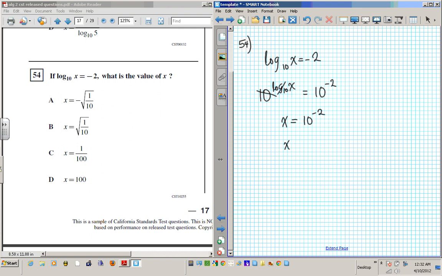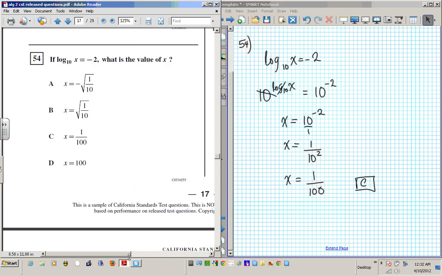Negative exponent basically means you have to reciprocate. Okay, so 10 to the negative 2, we can put a 1 here. You reciprocate that, you have 1 over 10 squared. 1 over 10 squared is basically 1 over 100, and there goes your final answer. Okay, so the answer for number 54 is C.